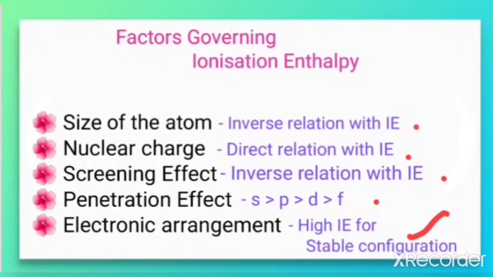So, in short, we can learn it this way: the size of the atom has an inverse relation with ionization enthalpy. It has a direct relation with the nuclear charge, an inverse relation with the screening effect, the penetration effect in this order, and for electronic arrangement, high ionization enthalpy for the stable configuration.